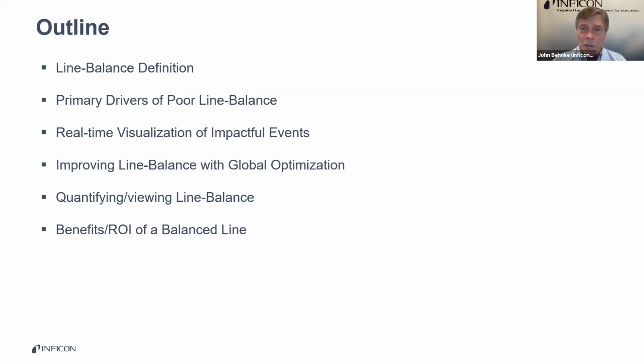Make sure you're at least crossing those off. More importantly, and the purpose of the talk today, is to talk about using global optimization, which is leveraging many of the things we've just heard discussed today, specifically for improving line balance within a semi-fab or factory, be that front end or back end. And then we'll talk a little bit about what does that mean and how do you see it and what are the benefits, and at the end of the day, why are we doing all this?